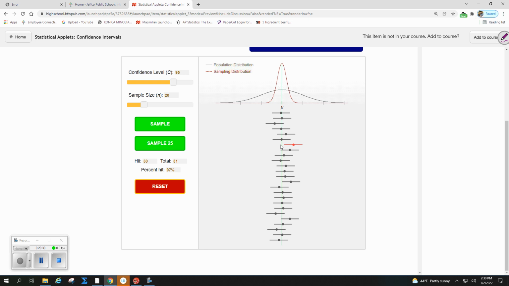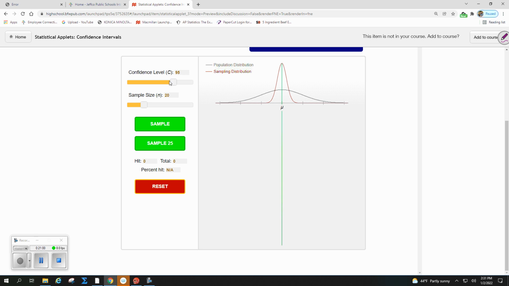So what does this 95% actually mean? If I keep taking a whole bunch of these, I should get closer and closer to this percent hit of being 95%. So this 95% confidence is a capture rate. It means that I am most of the time going to capture the true mean in my confidence interval, but 5% of the time I'm not.